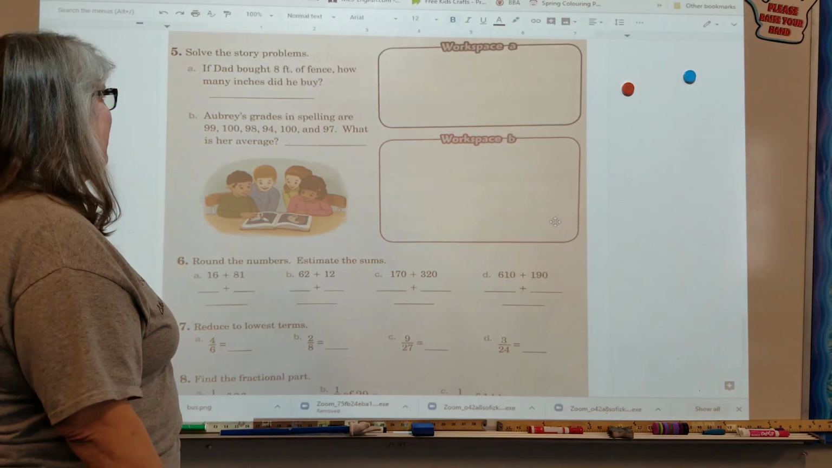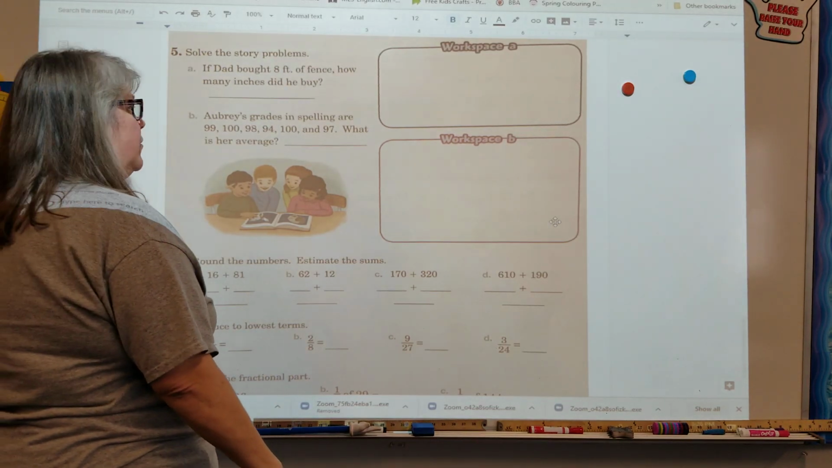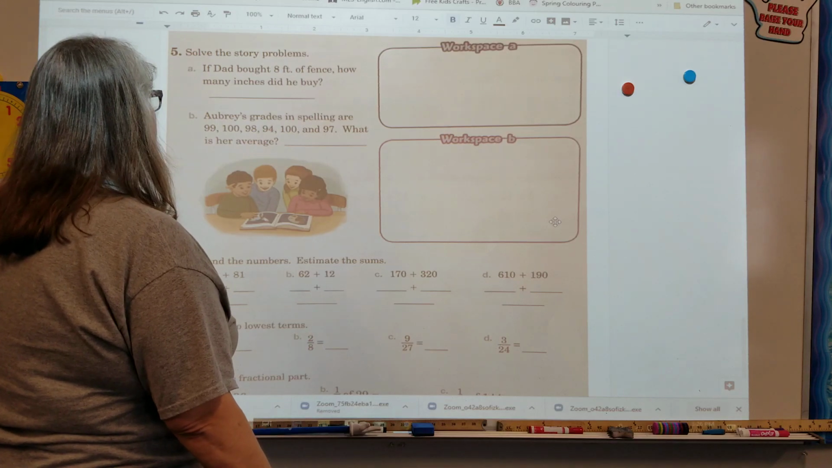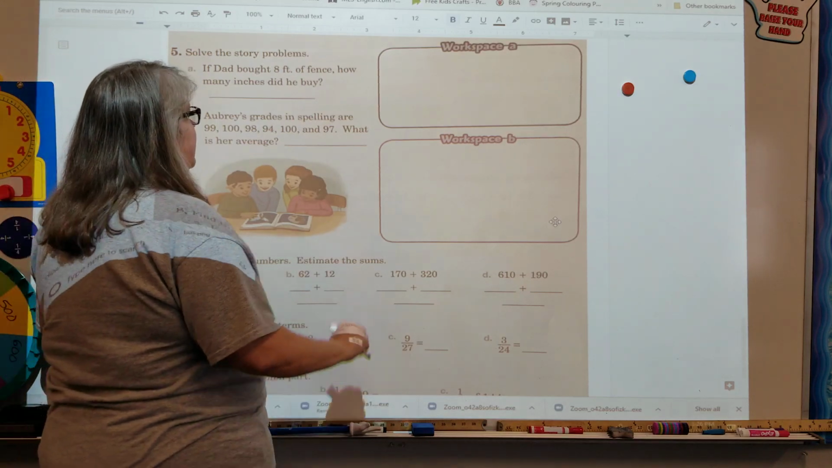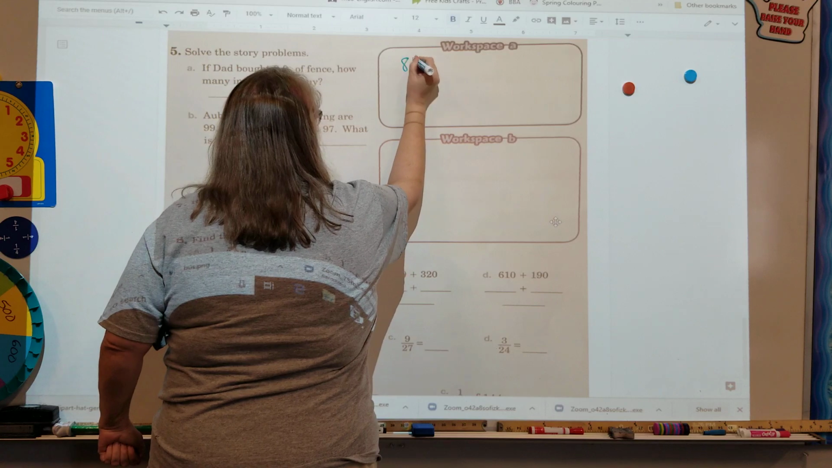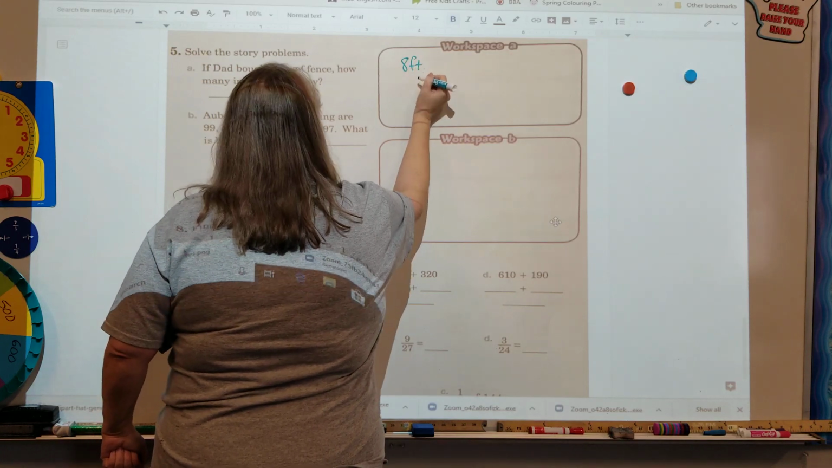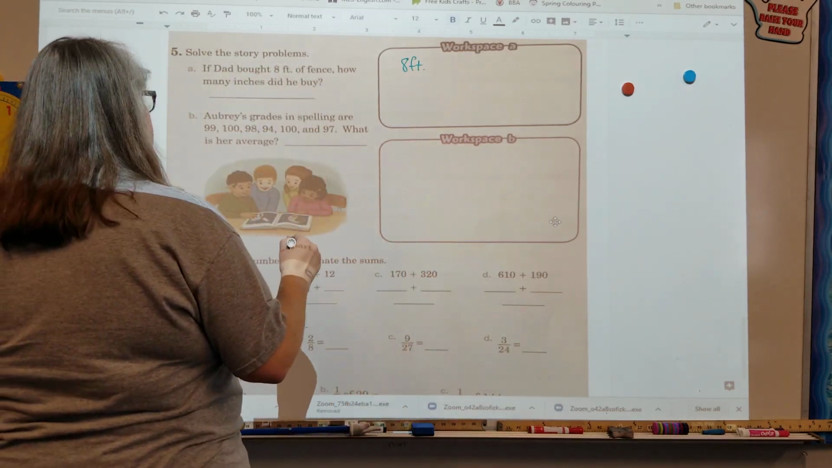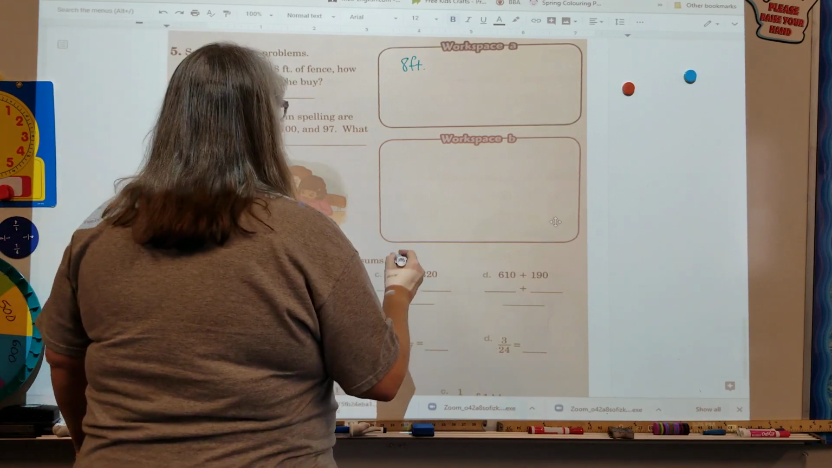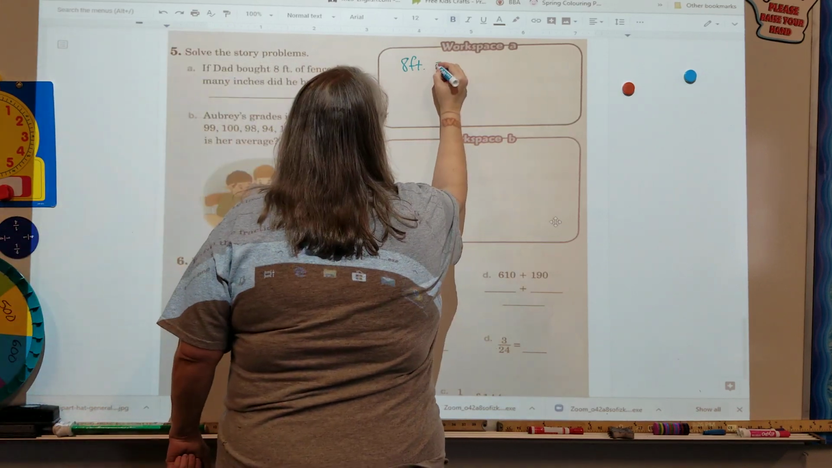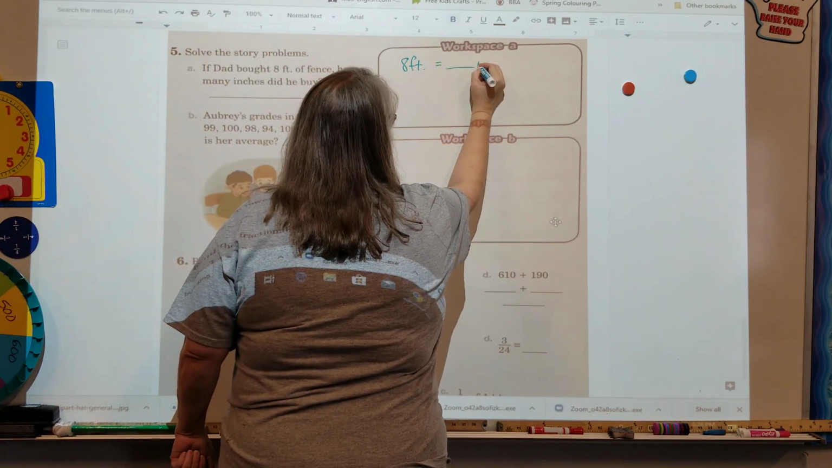All right. I want you to work the story problems by yourself and then turn the video back on. Okay, here we go. I trust that you did work it by yourself or attempted it, and let's see if you got them right. If Dad bought 8 feet of fence, how many inches did he buy? So we need to say 8 feet equals blank inches.